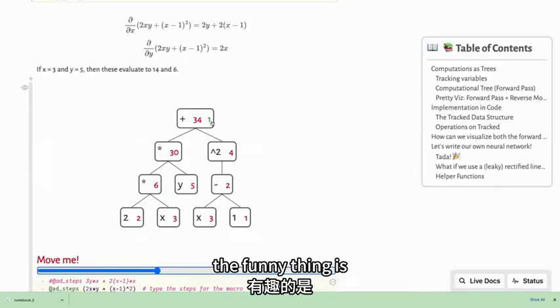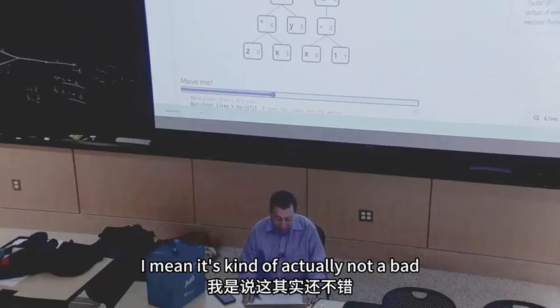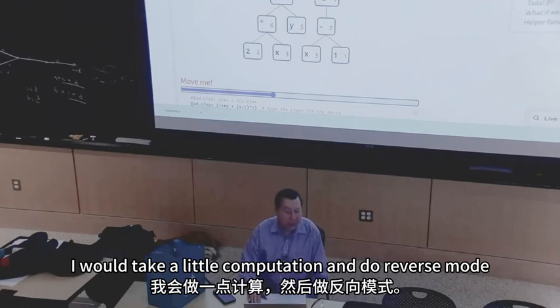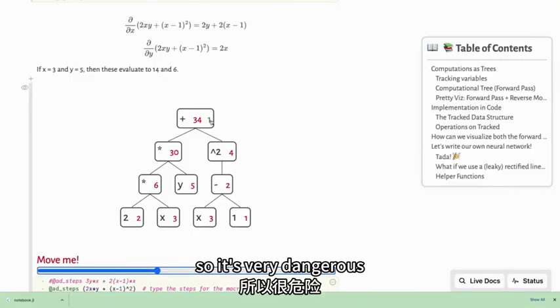The funny thing is, you can get good at doing this by hand. I'm not sure I'm completely there yet, but I have done this in classes where I would take a little computation and do reverse mode. But it's also easy to get a little confused, so it's very dangerous.